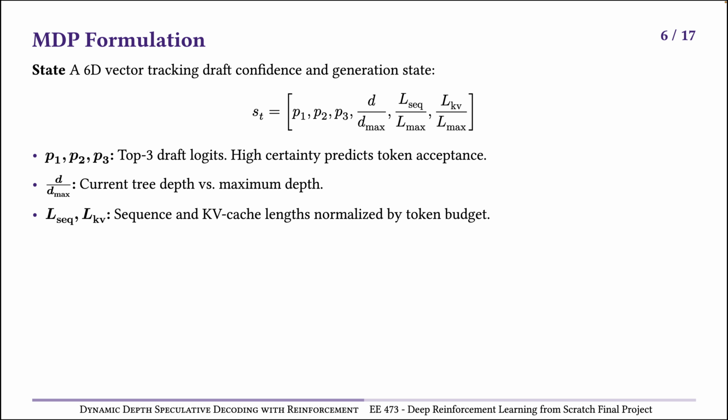We formulate our MDP as a 6-dimensional vector with values between 0 and 1. We use the top 3 token probabilities outputted by the drafter LLM. Previous studies have shown those probabilities correspond with the drafter model's acceptance rate. Next, we have the current speculation depth, total sequence length, and our KV cache length to give us hints about the runtime of the next prediction.